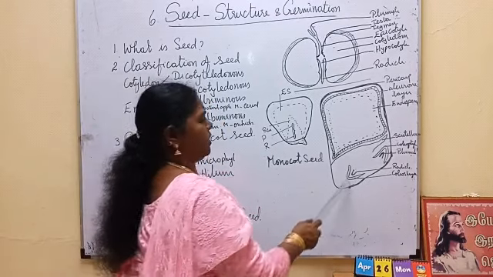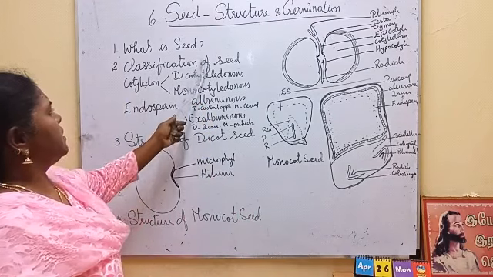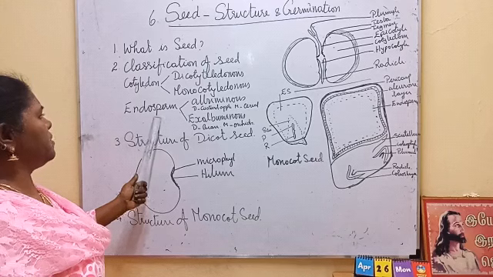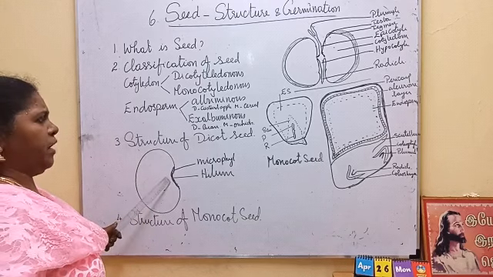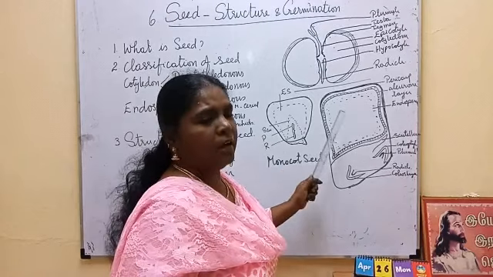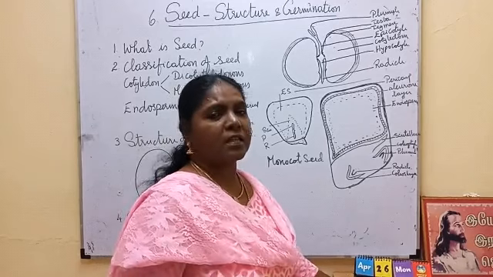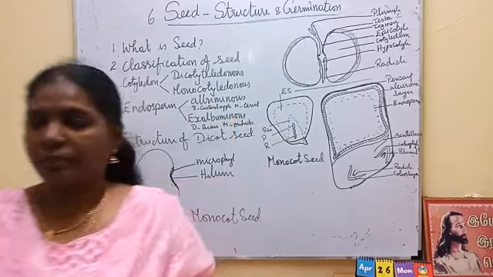So with this, we have seen what a seed is, how to classify seeds on the basis of cotyledons and on the basis of endosperm, the structure of the dicot seed, and the structure of the monocot seed. Next we are going to see the germination of seed, how the seeds germinate.